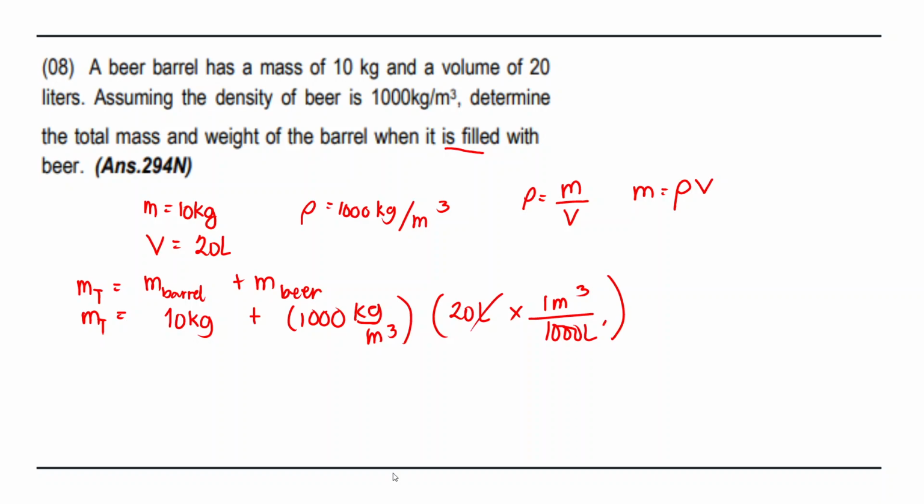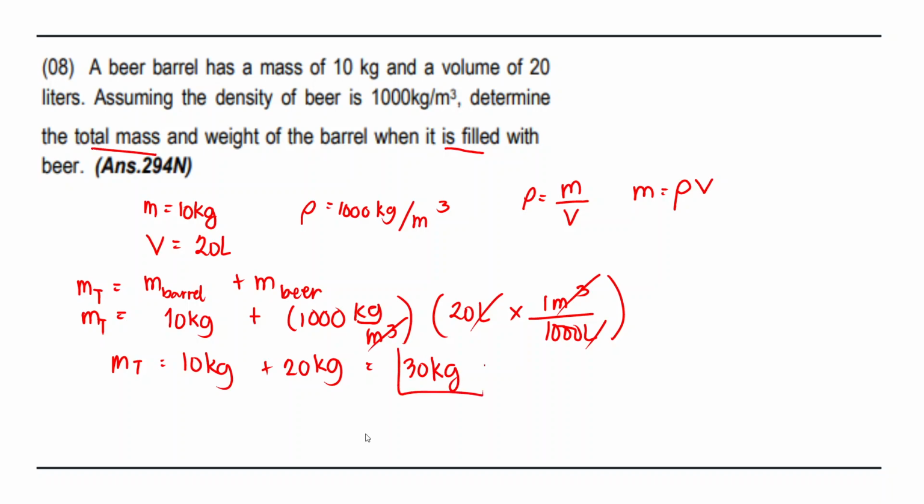Ayan. So, magka-cancel si liters, si meter cube, and pag kinalculate natin to, this would be equivalent to 20 kilogram. Okay? 20 kilogram. 10 kilogram plus 20 kilogram of beer, which is equivalent to 30 kilogram in total. Okay? So, okay na tayo sa total mass.